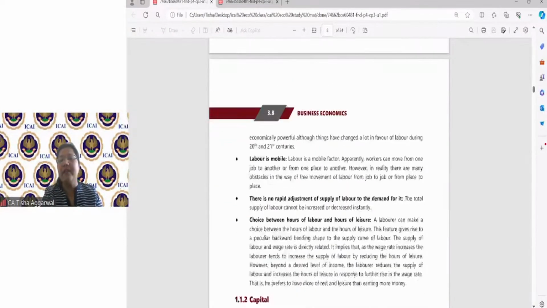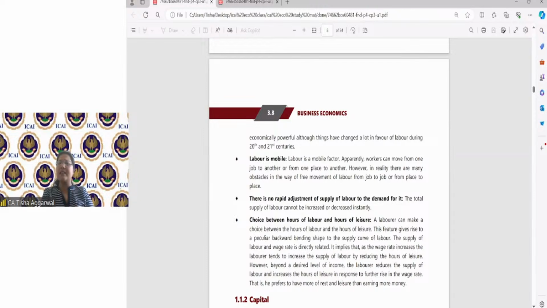Labor is mobile. Mobile means something which can move, correct? Which can move from place to place. Labor moves from one job to another, from one place to another. Because workers can move from one place to another, it becomes very easy to work. That is one major way the organization achieves its target. Many times there is overstaffing in one place, so they move people from that place to another place where there is understaffing.